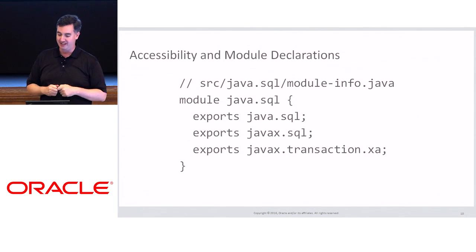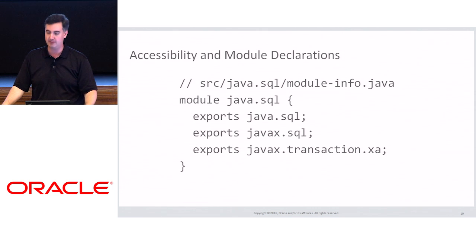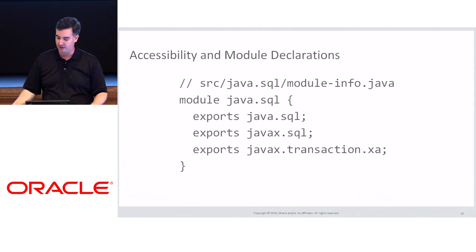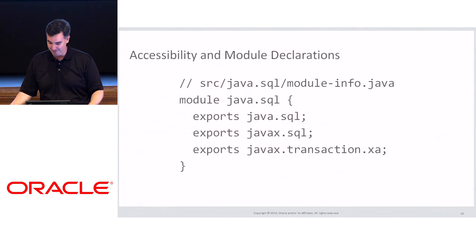The package hierarchy exists in the same directory underneath src/java.sql. So module-info.java is outside all of the packages in the module. And it's the job of the module declaration to say whether a package in a module is strongly encapsulated or not. It's easy to get strong encapsulation. Don't mention the package in the module declaration.